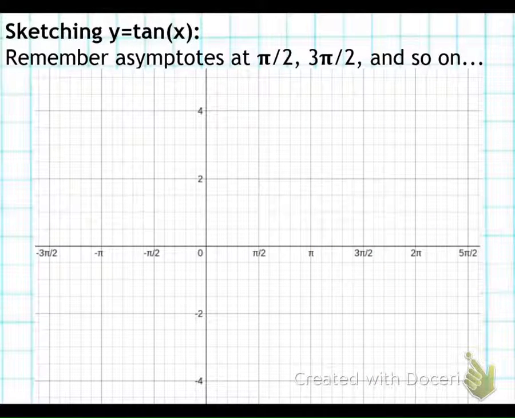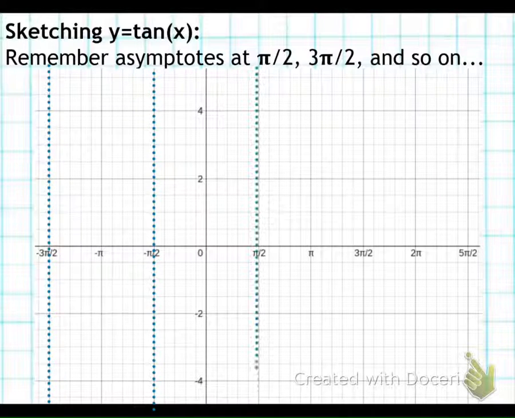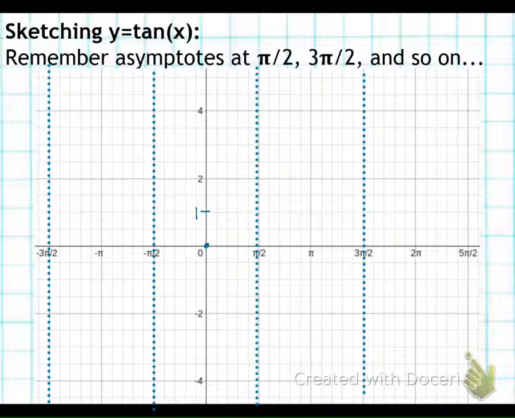If we were going, say, from negative 3 pi halves to 5 pi halves, I would want to make asymptotes at all of these, at the pi halves, every pi spaces. So not at 0, pi, and 2 pi. Tangent has nice values there; it's just equal to 0. But at the other ones, the pi halves, it is undefined, so we want to draw our asymptotes there.